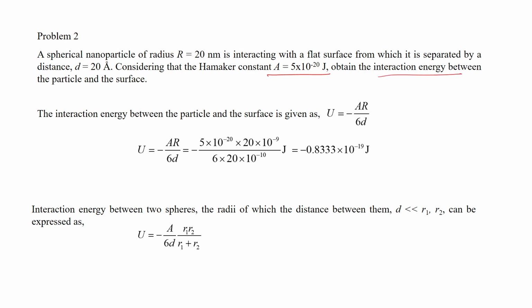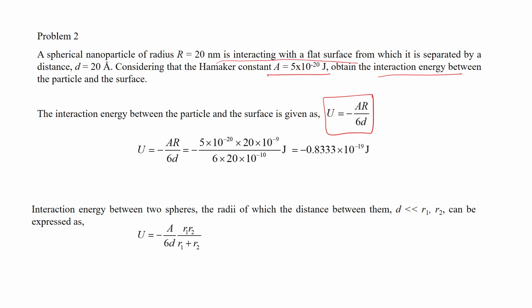As I was telling you, the exponent on the separation changes, so now it is given by this. It can be derived, and people have derived that. U is equal to minus A, the Hamaker constant, into r by 6d, where r is the radius of the particle interacting with a flat surface. Remember that.